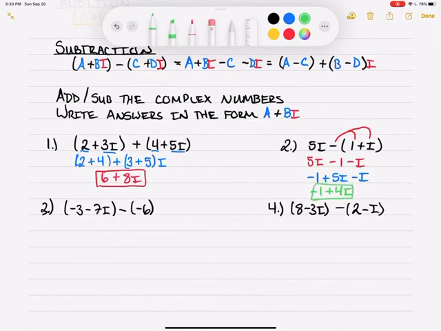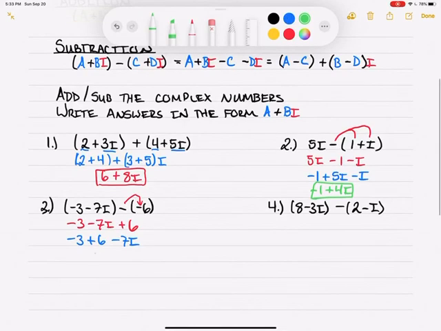All right. In the third example, again, I need to distribute this negative to this negative 6. So I have negative 3 minus 7i plus 6. All I need to do is combine my like terms, which are negative 3 and positive 6. The negative 7i is not a like term. So I'm going to have negative 3 plus 6, that's positive 3 minus 7i.